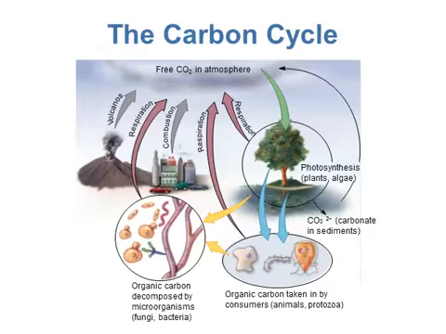This is the carbon cycle. Let's see, where should I start? Alright, so up at the top we have free carbon dioxide in the atmosphere. So we have that inorganic form just in the air. This inorganic carbon dioxide, if you look at the green arrow on the right, gets taken in by photosynthetic organisms like plants, algae, or cyanobacteria. That inorganic carbon dioxide gets fixed into organic carbon in the form of glucose.